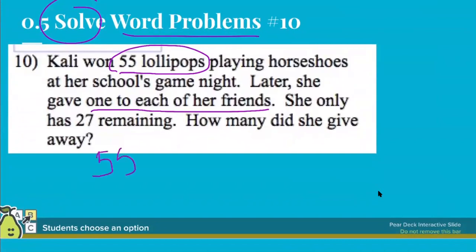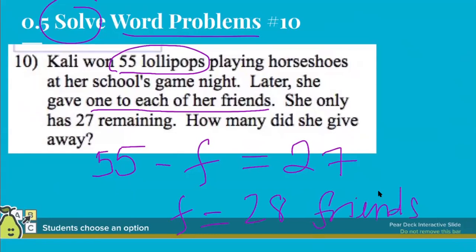So we have 55, given to her friends. We don't know how many, but we know that she has 27 left, right? So 55 minus how many friends she has. If you solve this one, that should give you 28. So she has 28 friends. So for this one, this is the equation, this is the word problem, right?